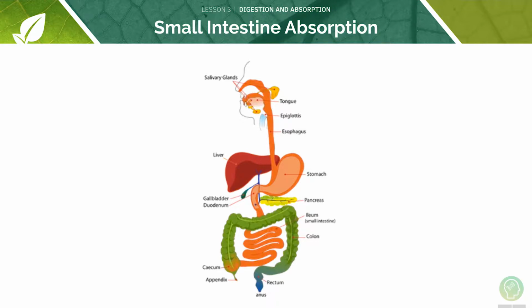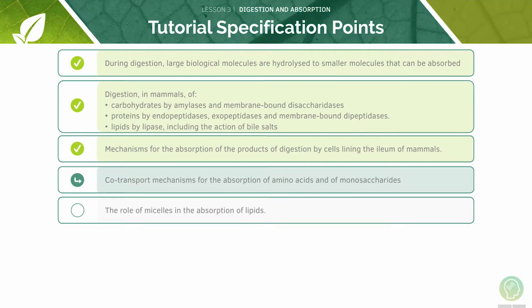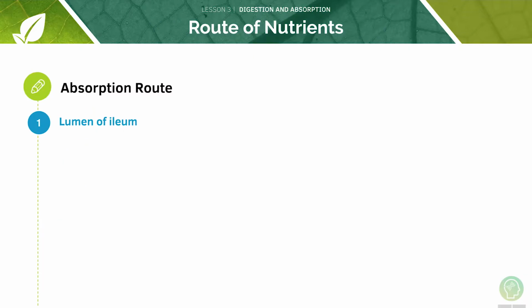The absorption of products of digestion begins in the duodenum. The majority of the absorption, however, will occur in the ileum. Specifically, the absorption occurs at the microvilli surface of the epithelial cells. Next, we will look at the co-transport mechanisms for absorption. This is a summary of the route of nutrients.